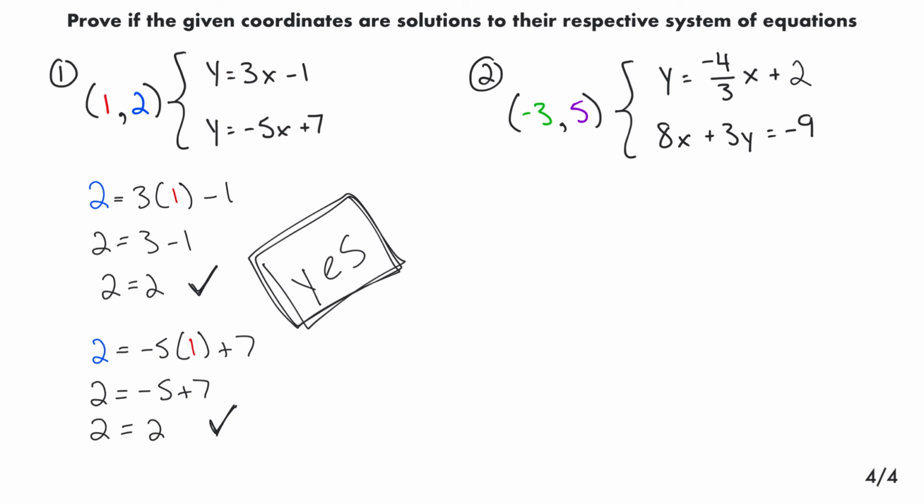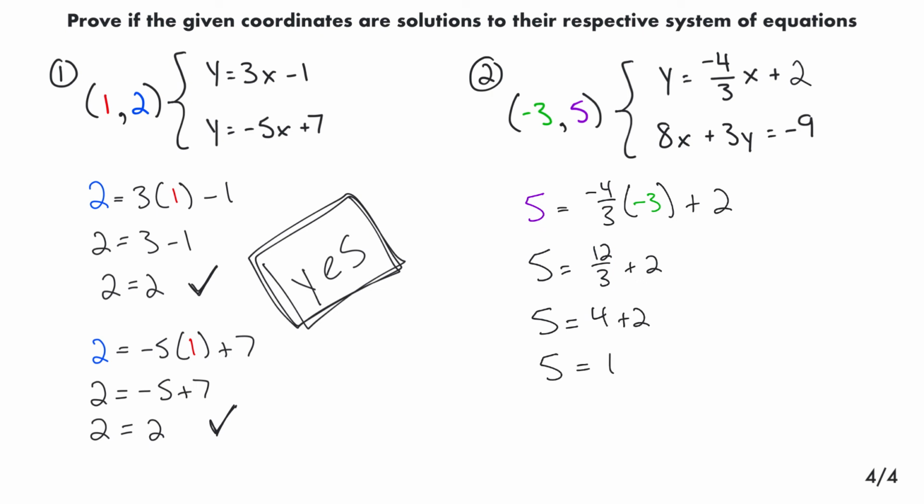So for the second problem, I'm going to do the exact same thing. In order for that coordinate to be a solution to the system, it must be a solution to both the top equation and the bottom. So when I plug it into the top equation, I am going to get 5 is equal to negative 4 over 3 times negative 3 plus 2. That means 5 is equal to positive 12 over 3 plus 2. 12 divided by 3 is 4. 4 plus 2 is 6. It does not work for the first equation.